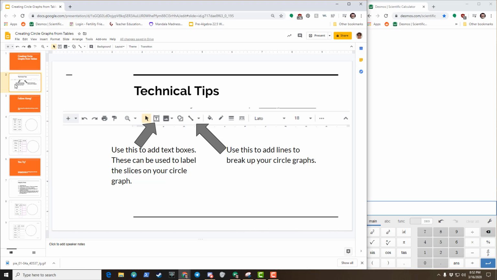Just some technical tips before we get started. Up here on your top bar, this box with a T inside can add text boxes to your slide, and this is going to be useful when labeling the pie slices on your circle graph. And then right here you can add lines, which are going to be useful for actually breaking up your circle graph.